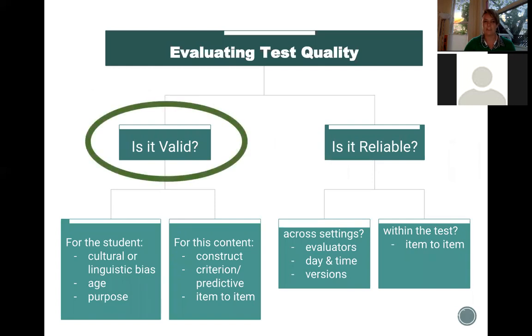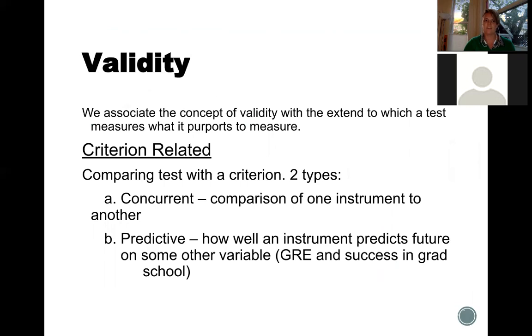So let's talk about these aspects of, is it valid? When you're thinking about validity, one way to think about it is the criterion that you're measuring. We associate the concept of validity with the extent to which a test measures what it thinks it measures, what it says it's going to measure. So you can decide if a test is doing that in comparison to another instrument.